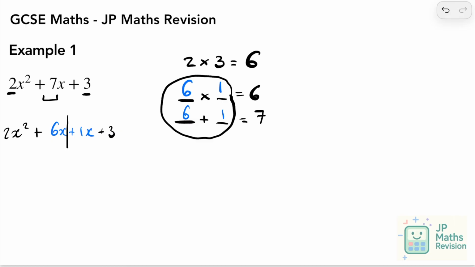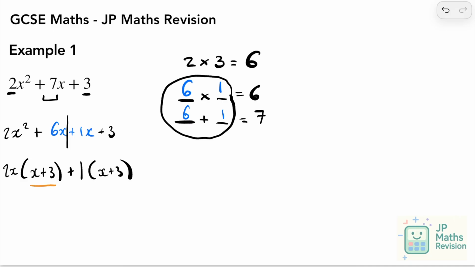So we have 2x squared plus 6x. This can be factorised to 2x bracket x plus 3, because the highest common factor of 2x squared and 6x is 2x, and 2x times x plus 3 is 2x squared plus 6x. And then the other half, the highest common factor of 1x plus 3 is just 1. So this time I'm going to write a 1 outside the bracket and put x plus 3 to complete the factorisation. So the answer to the question has finally just appeared.